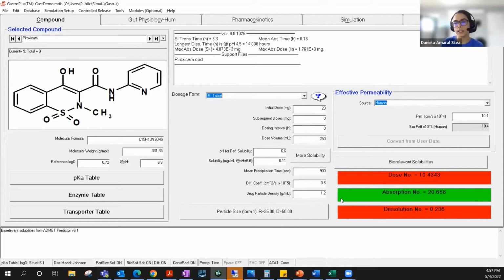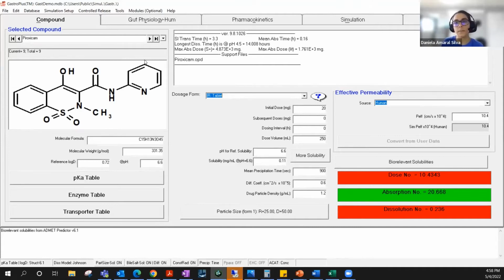And here on the right-hand side, we can also see those three numbers: the dose number, absorption number, and dissolution number. So with that in view, the students could readily see what kind of problem they would be having with the particular drug they were dealing with.